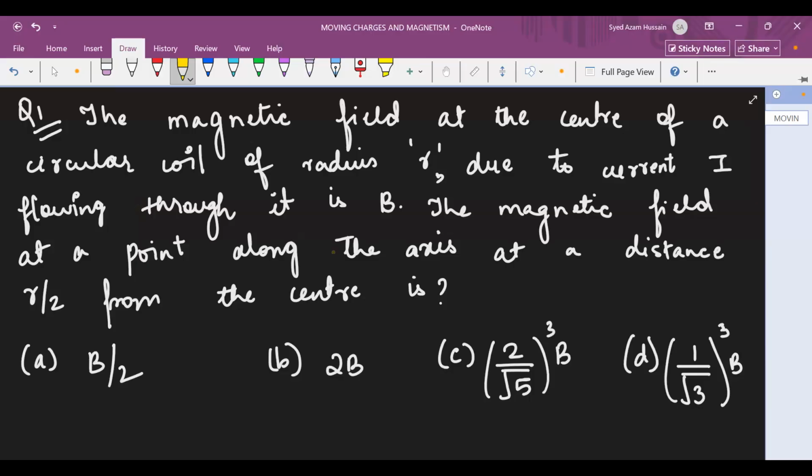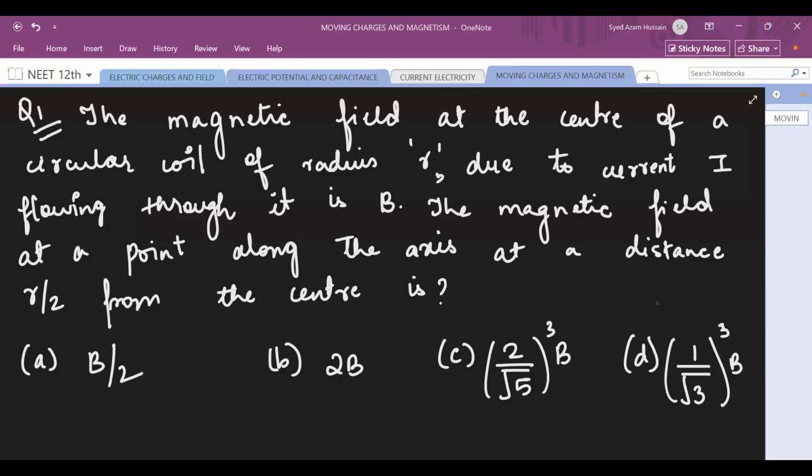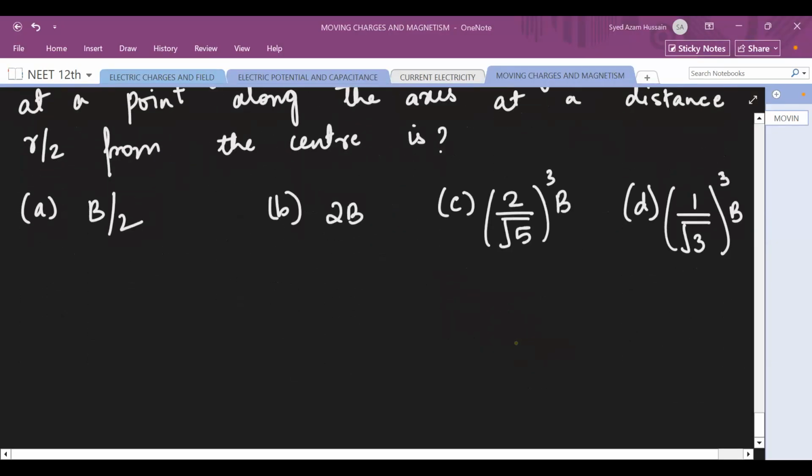Hey, stop writing. Let's discuss this, then you can write. This question says the magnetic field at the center of a circular coil of radius r, due to current I flowing through it, is B. The magnetic field at a point along the axis at a distance r by 2 from the center is, and the 4 values are given.